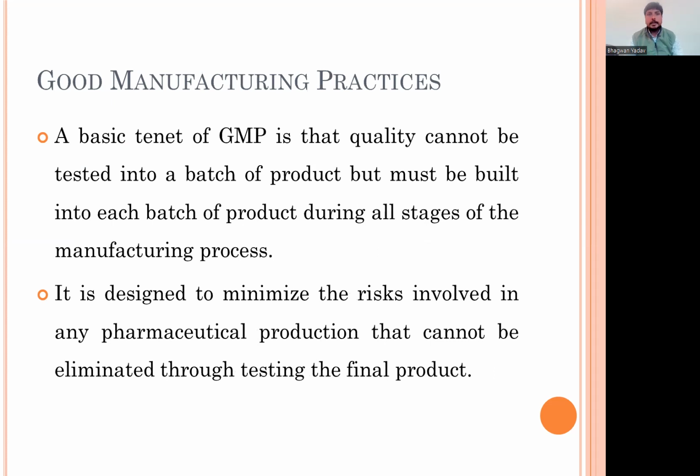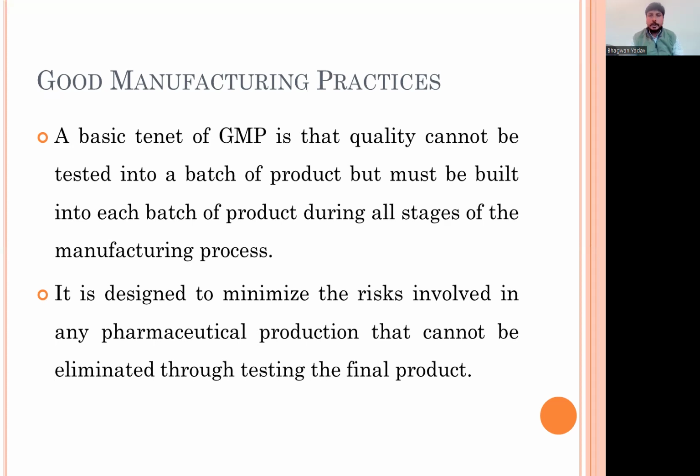Some more points we can add in good manufacturing practices. A basic tenet of GMP is that quality cannot be tested into batches of the product, but must be built into each batch of the product during all stages of the manufacturing process. So GMP offers that we can build the quality in every stage. Suppose you prepared tablets and you want to check the hardness of every tablet, then it is not possible. We cannot check every tablet for every test. So finally, the point is that in all stages we have to maintain the quality.